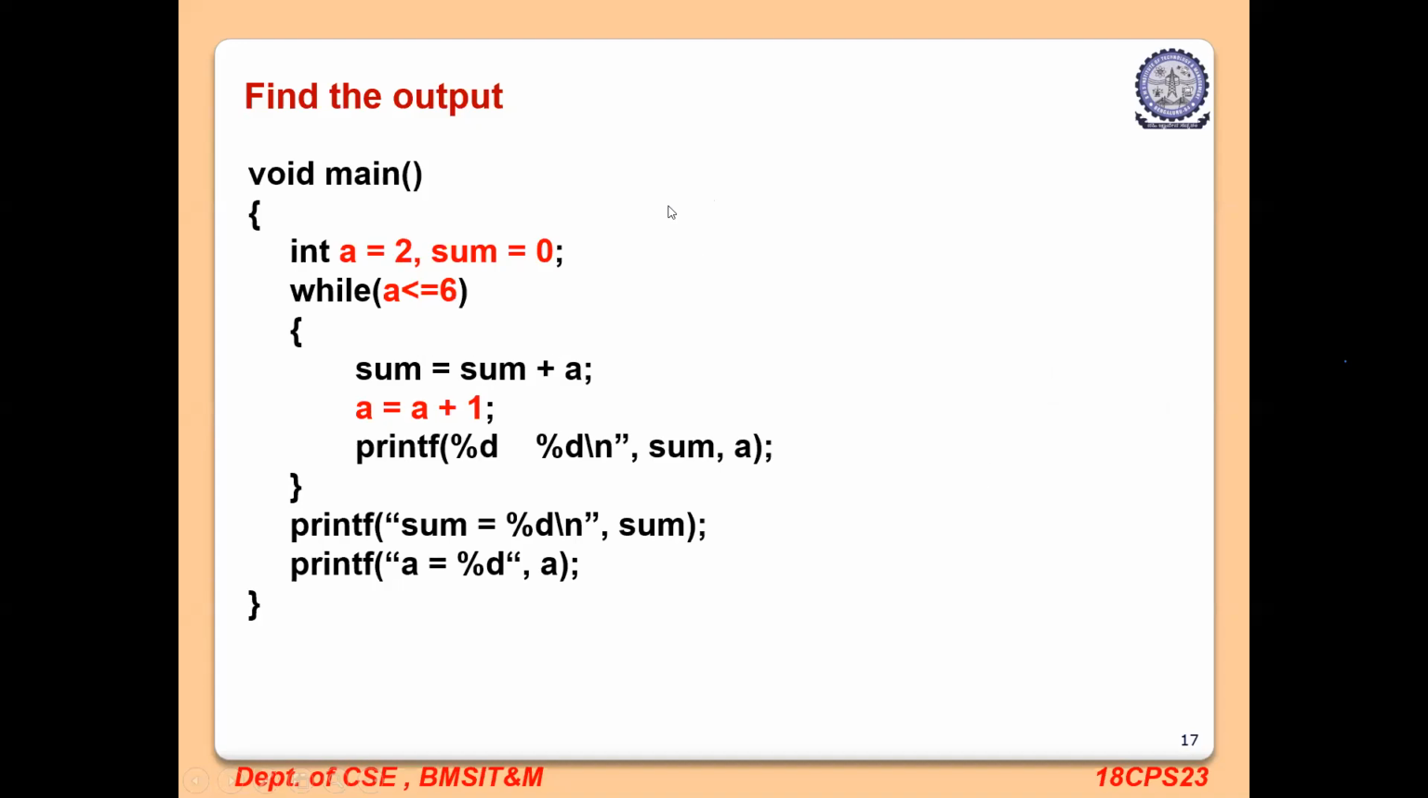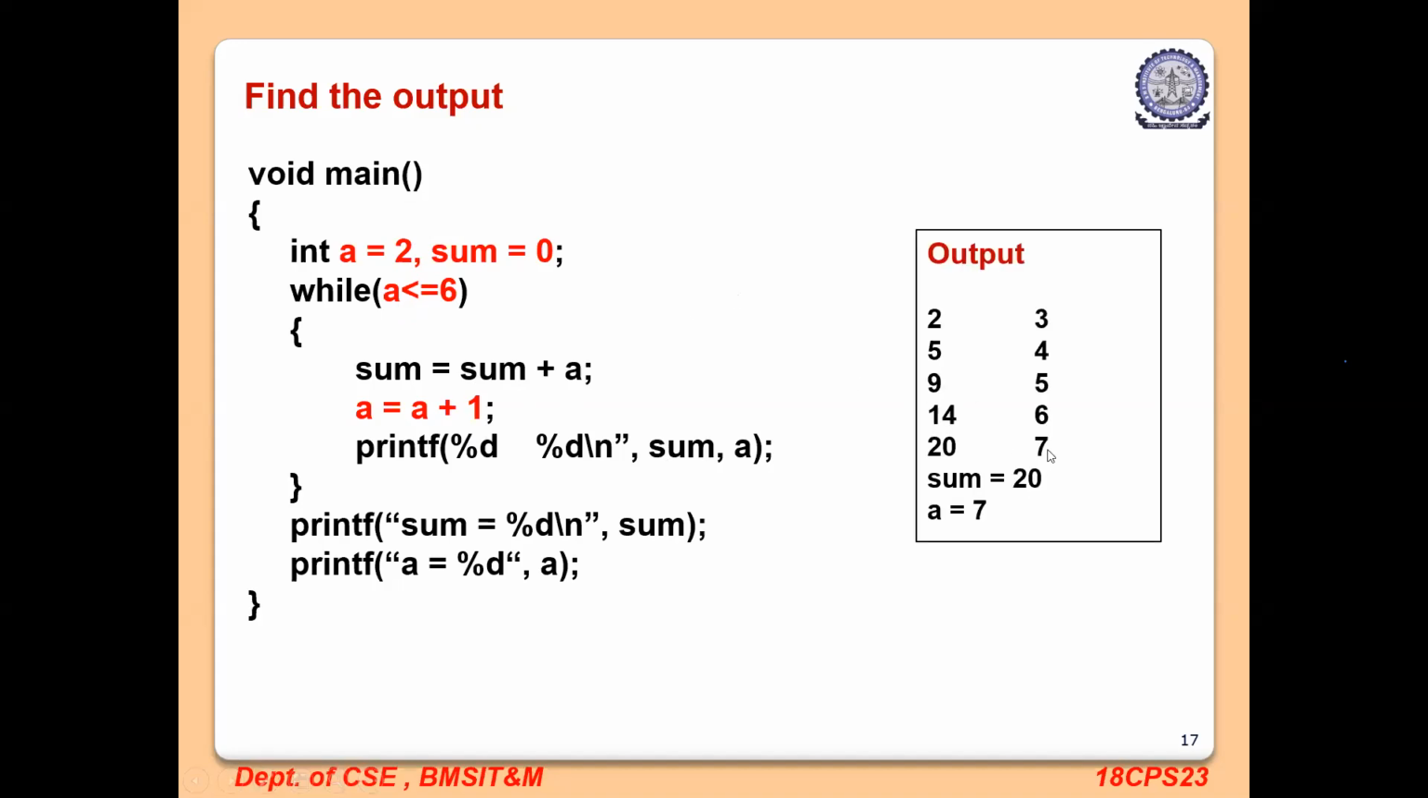I think this would be the last program that we will discuss today. Void main. Again, the initial value of A is 2. Sum is 0. It will check the condition. Condition evaluates to true. Sum is equal to 0 plus 2. A gets incremented, and it prints the value of sum and A. So this continues until A increments to 7. Once it reaches 7, it will stop. By that time the sum value would be 20. A value is 7. Is that fine?